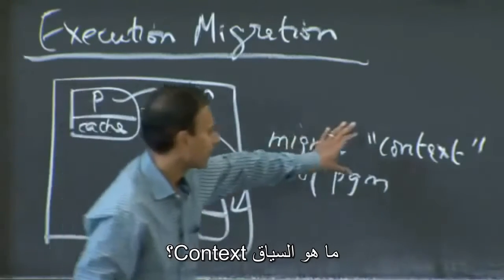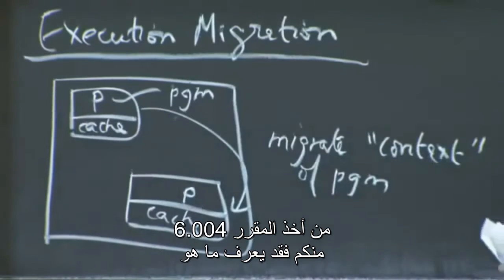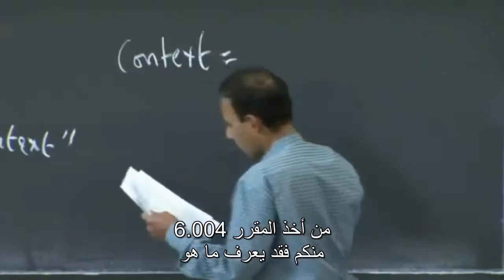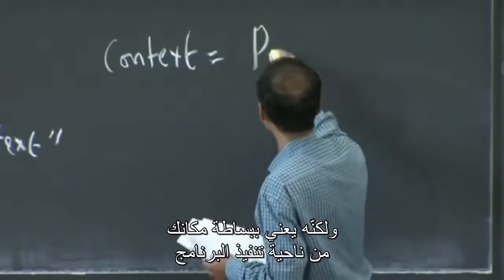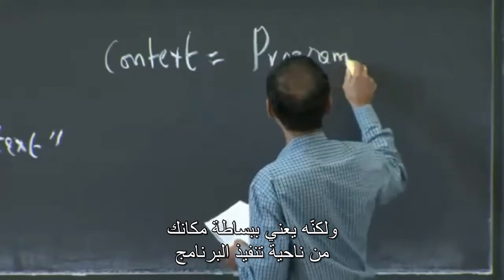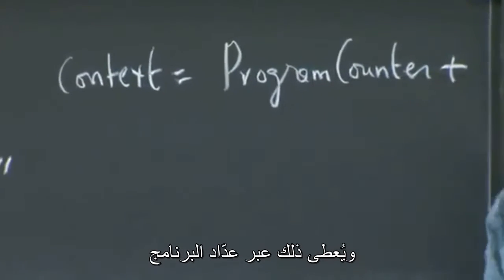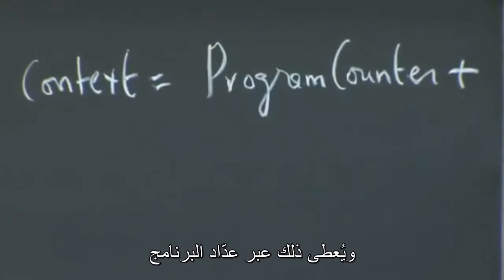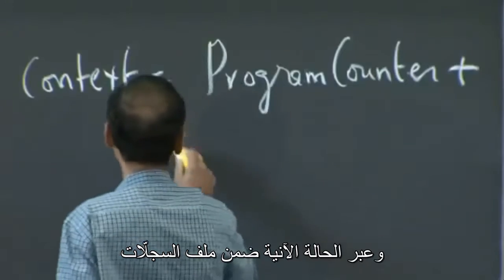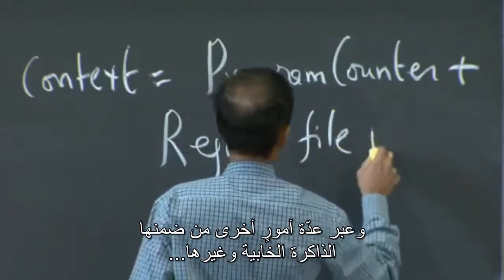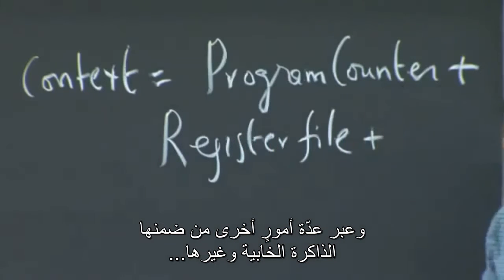And so what is the context? For those of you who have taken 6004, probably know what this is, but it's simply where you are in terms of executing your program, and that's typically given to you by our program counter, and your current state of your register file, and a few other things, including cache memory and so on and so forth.